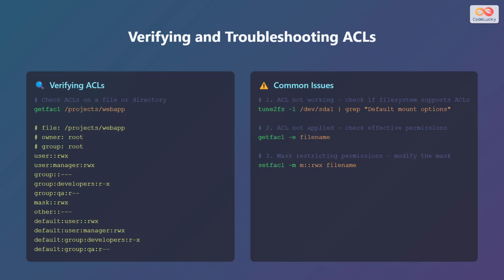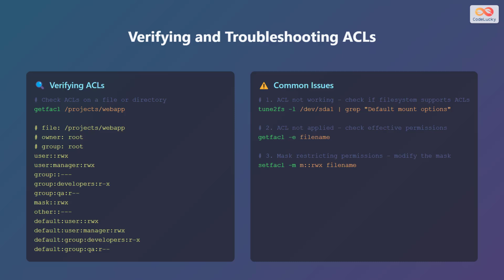Let's discuss how to verify and troubleshoot access control lists. To check the ACLs on a file or directory, use the getfacl command followed by the directory path. This will display the current ACL entries. Some common issues you might encounter include ACLs not working, which could be due to the file system not supporting ACLs. Use the tune2fs -l command to check the file system's default mount options.